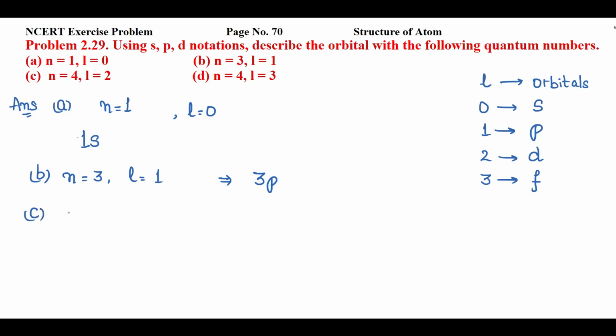The next one is n equal to 4, l equal to 2. In this case, I'll take the value of n as it is, that is 4, and the value of l equal to 2, which will represent d orbitals. Last one is n equal to 4, l equal to 3. So surely I'll take the value of n as it is and the value of l equal to 3. That means it will represent f orbitals.